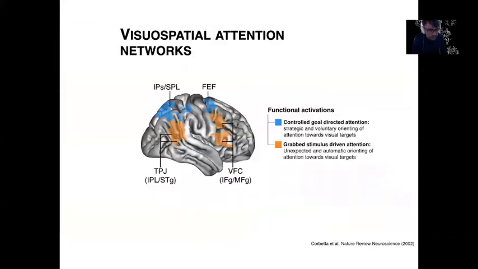So this led us to the wonderful model of Professor Corbetta for the visual spatial attention network, which is divided into a dorsal network, which is controlled, directed attention, strategic and voluntary orienting of attention toward visual target in blue, and the ventral network, stimulus driven attention, unexpected and automatic orienting of attention toward visual target in orange. And those two networks work all the time to orient and filter the information from your environment to optimize your interaction.